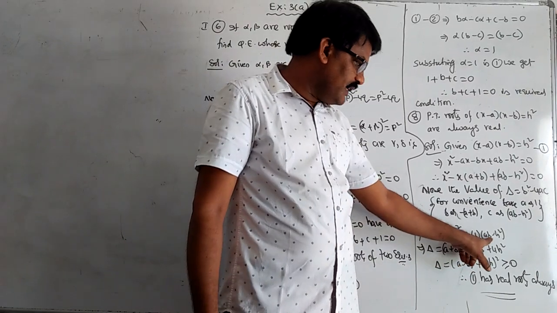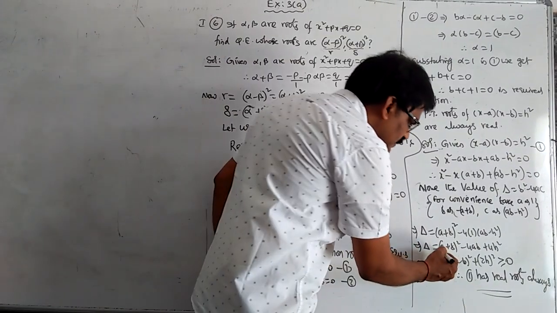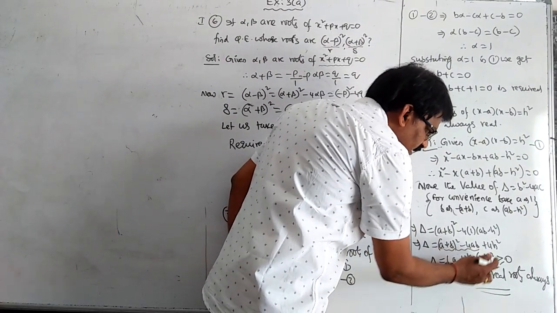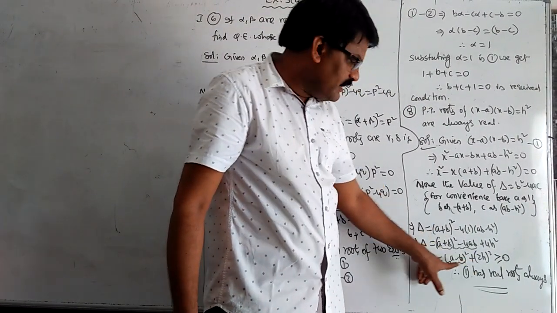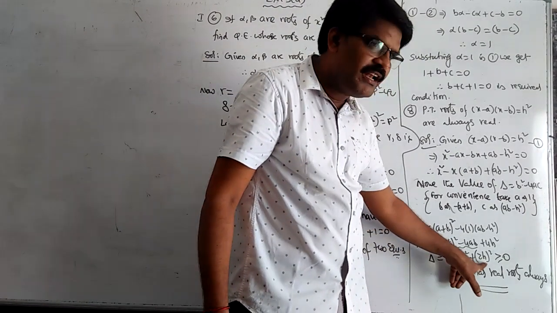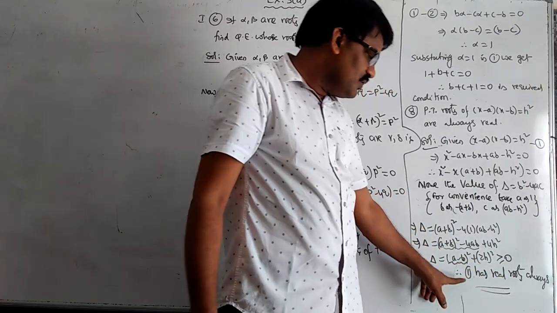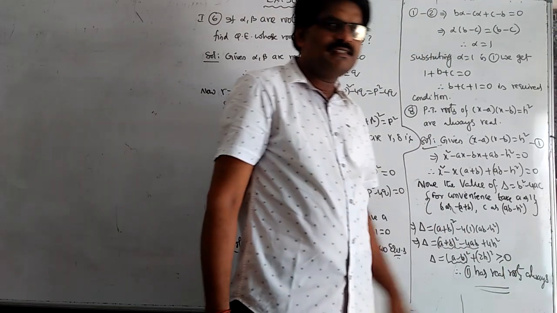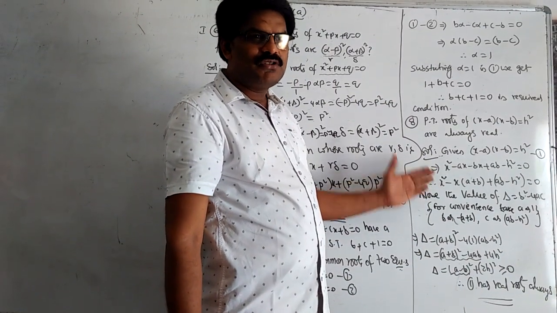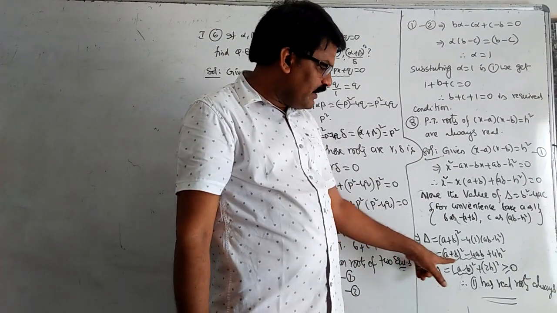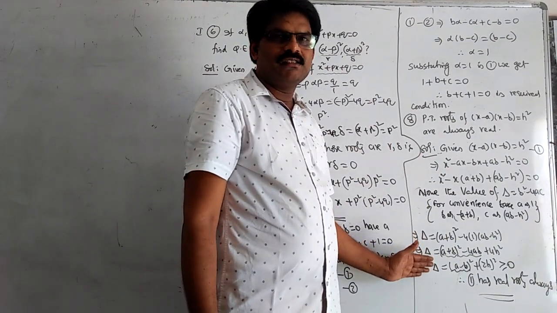(a plus b) whole square minus 4ab plus 4x square. (a plus b) whole square minus 4ab becomes (a minus b) whole square. So (a minus b) whole square plus 4x square, which means (2x) whole square. When we take squares of two values, the sum of the squares must be positive or 0. So delta is greater than or equal to 0, so one has real roots always. For this problem, the roots are real only when delta is greater than or equal to 0. By finding the delta value, we get a sum of squares which is always greater than or equal to 0. So the roots must be real always.